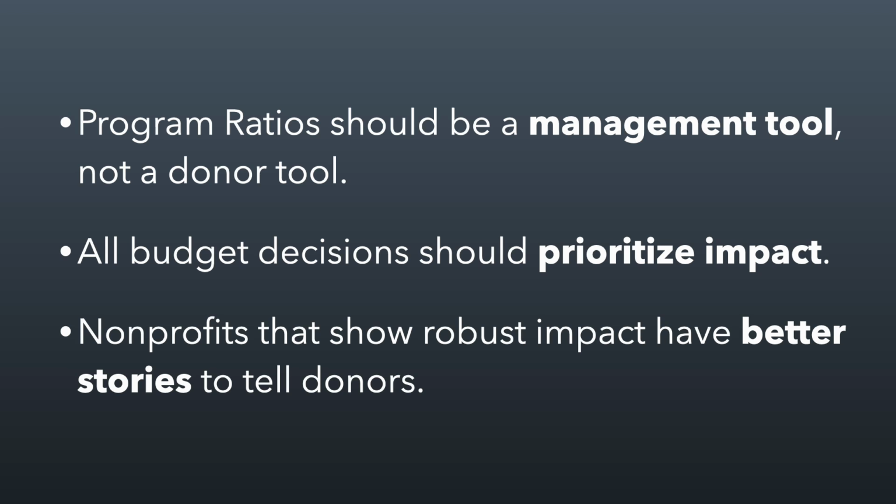Nonprofits that show robust impact have better stories to tell their donors. Rather than saying, we have a 90% program ratio, you ought to be able to go to the donors and say, we helped 30,000 people escape poverty. It's a far better story if you're focused on impact. So it's important that you know how to calculate program ratios, and you will have donors or private foundations that are going to ask you for your program ratios, but you as a manager should be using them to help you maximize impact. And then if you have good impact data, you're going to be more persuasive to donors.